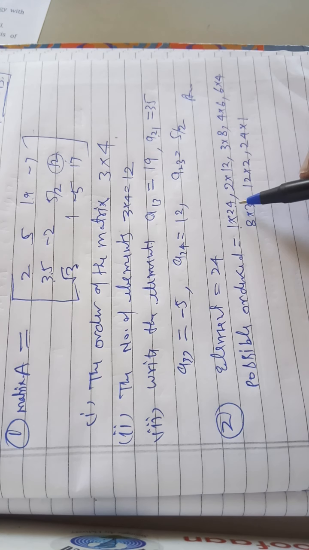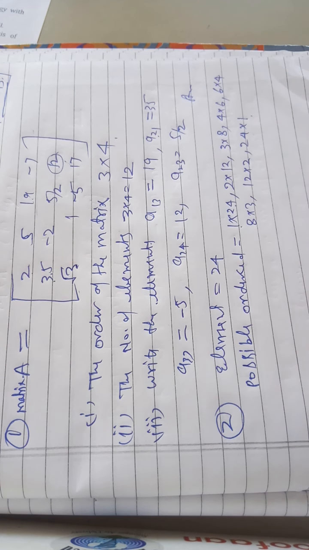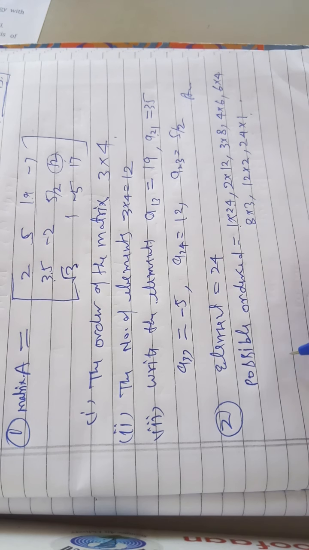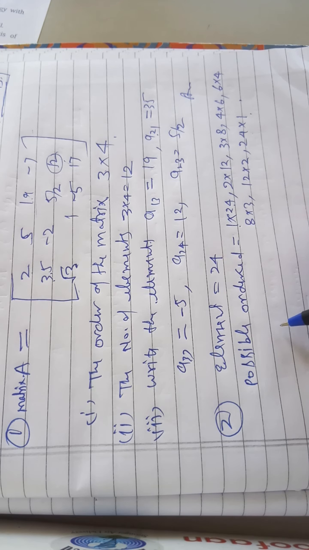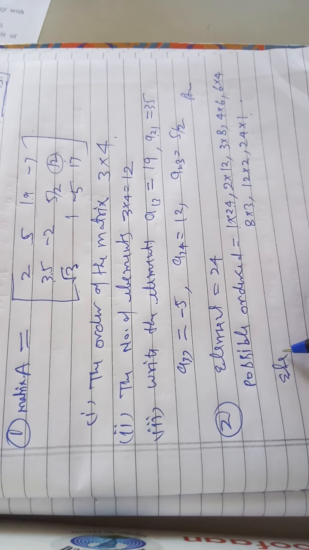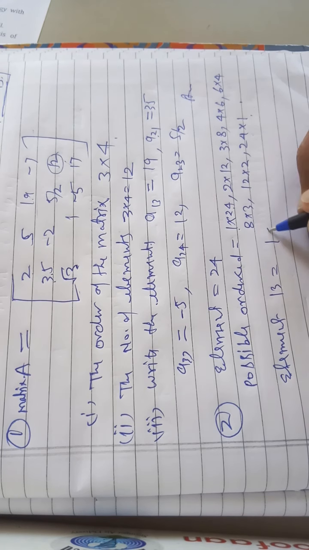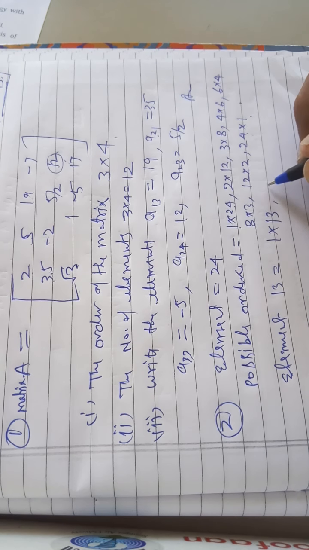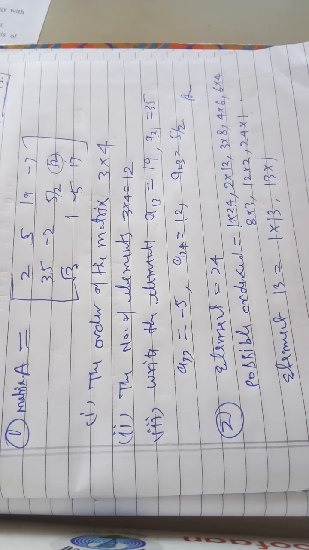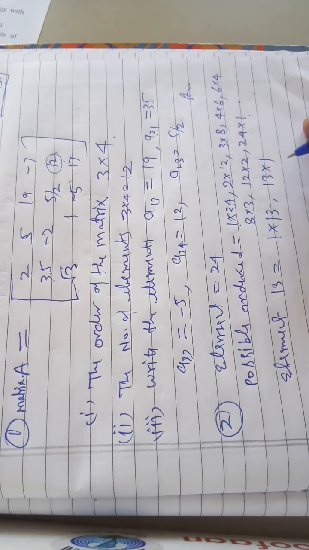This time, with 24 elements, you can make a matrix of 1 row and 24 columns. Clear? So this is the possible order. If a matrix has 13 elements, then it equals 1 into 13 and 13 into 1. 13 is also a prime number, no? So 1 by 13 and 13 by 1. Only two matrices can be made.